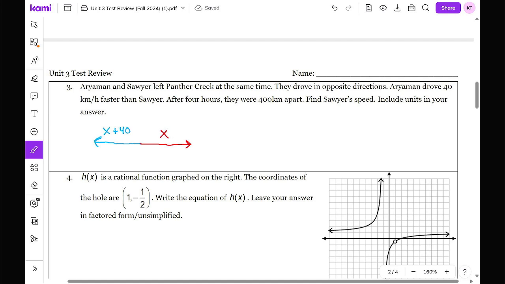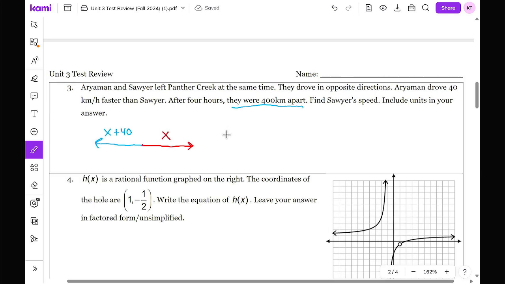And again, they left after 4 hours. Now we're trying to figure out Sawyer's speed, and it also tells us they were 400 kilometers apart. So I set up my table. I have A, I have S, and then I'm going to have my distance, my rate, and my time.